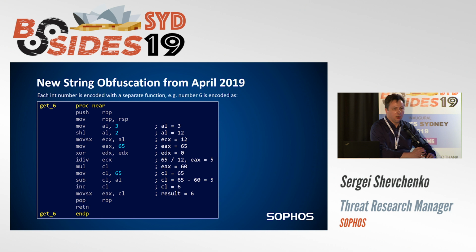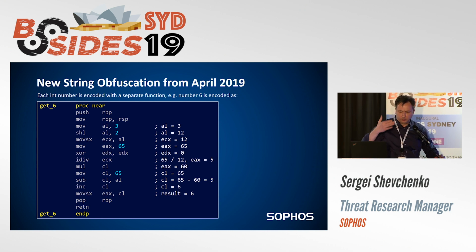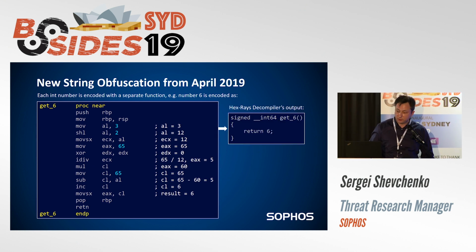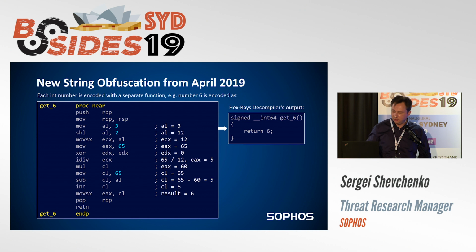You can read it by trying to comprehend what the code is doing, but fortunately there's the Hex-Rays decompiler that simply collapses the whole function into return 6.